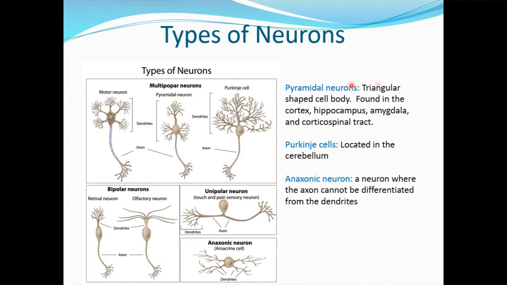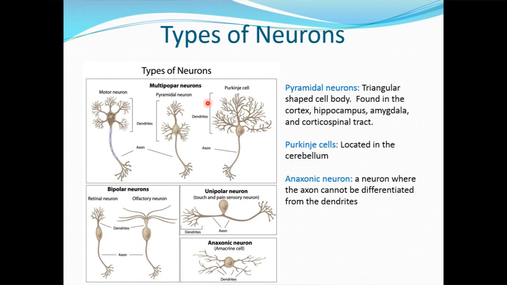So the pyramidal neurons have triangular shaped cell bodies, and they're found in the cortex, also in the hippocampus, the amygdala, and particularly in the corticospinal tract. When you learn about motor movement and so on, you'll learn about that as well. The Purkinje cell looks very different, and just so that you know, that is located in the cerebellum, so it is a very unusual looking neuron.